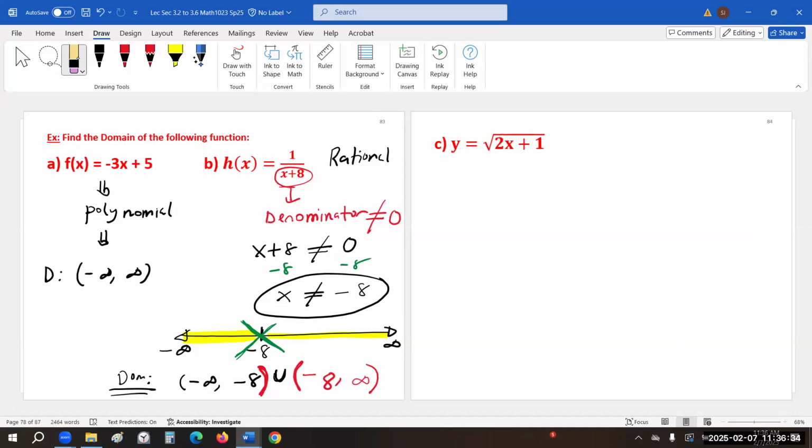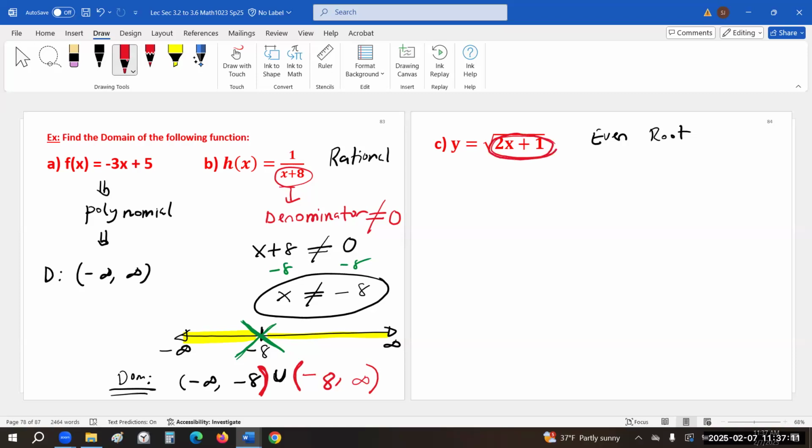Now the last one, even root function. So we have an even root. It's even root because it's called square root. Square means even. Now for even root function, what is our problem? What we cannot have or what you're allowed to have? Can you have any negative inside the square root? No. So our problem starts from the inside.